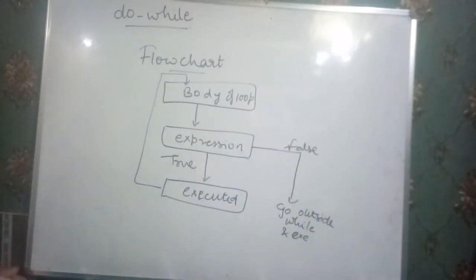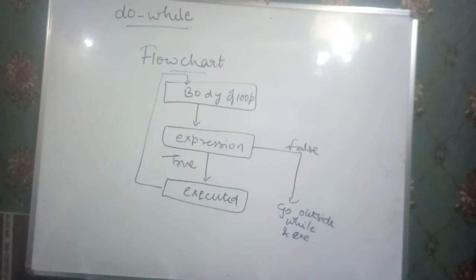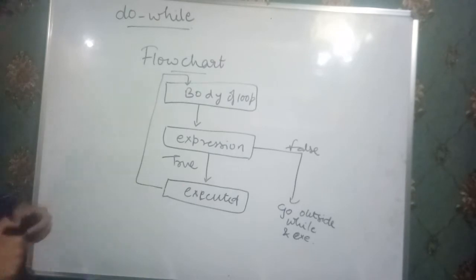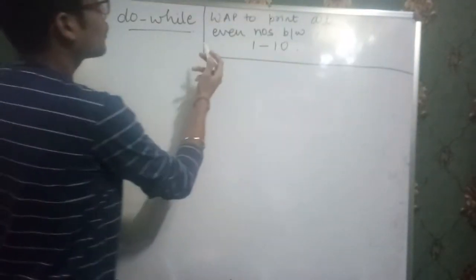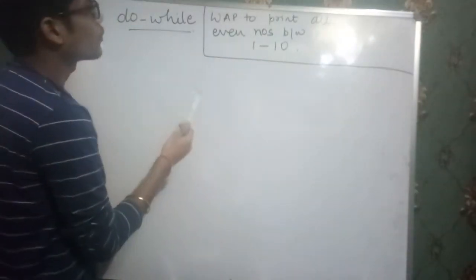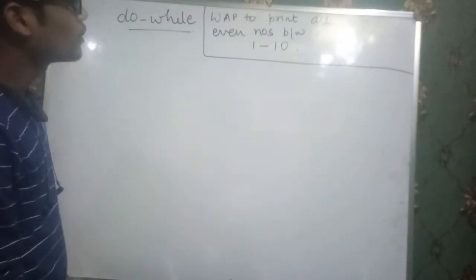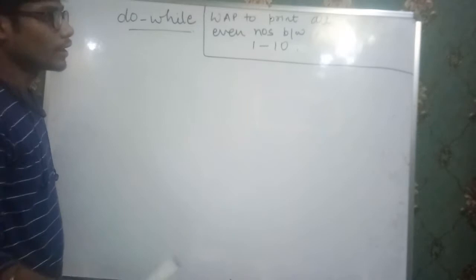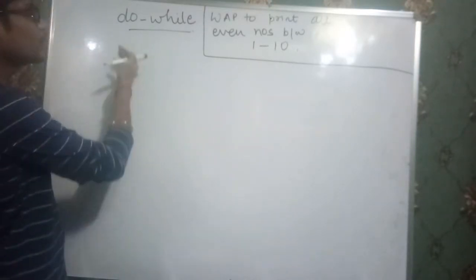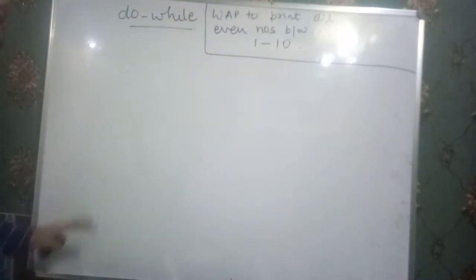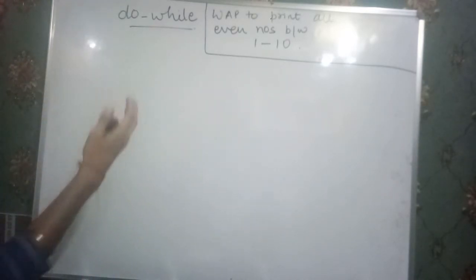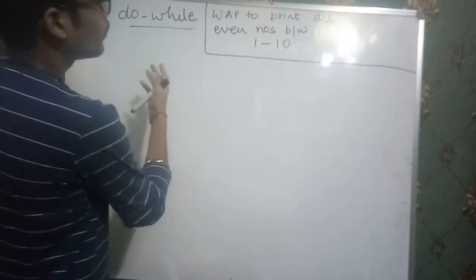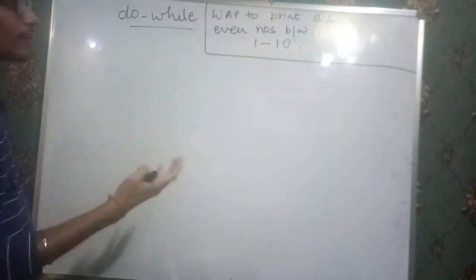Now we will move forward and take an example on do while loop, so that we will cover both do and while loop statements. Okay. So we will discuss here how to implement one code: write a program to print all even numbers between 1 to 10. Now we will move forward with respect to coding. We will write a code using do while loop to print all even numbers between 1 to 10.